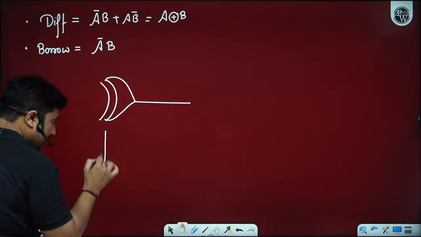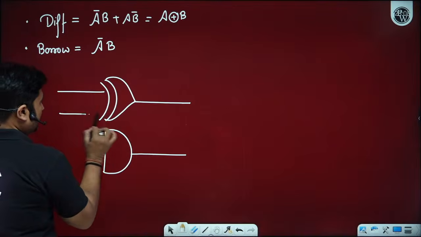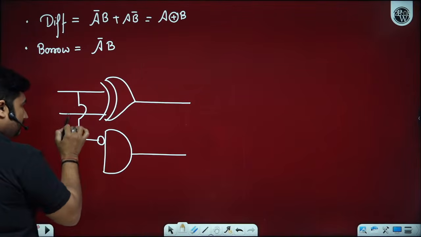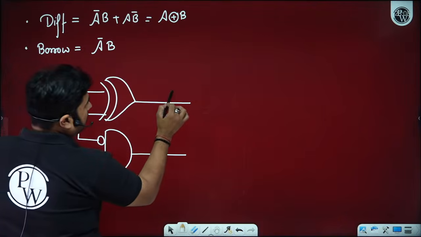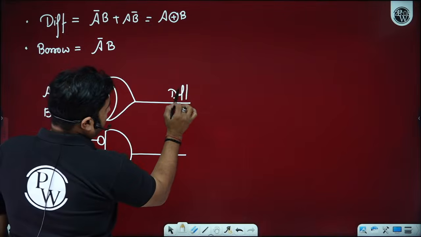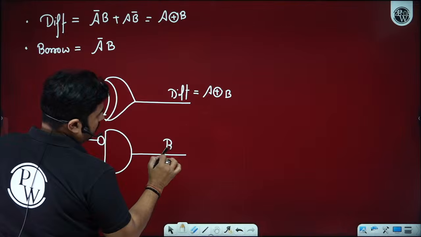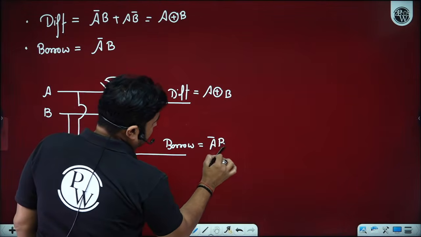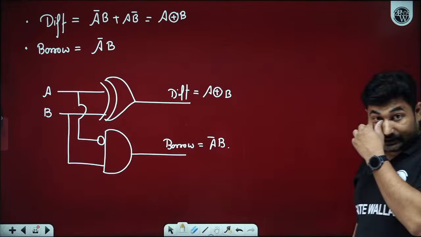Yes, sir. The half subtractor can be represented in this way. A XOR B. We can represent a bubble A bar B. So this is your difference, A XOR B, and borrow we have A bar B. How many of you able to understand, beta ji? Please let me know by writing in the comment section.